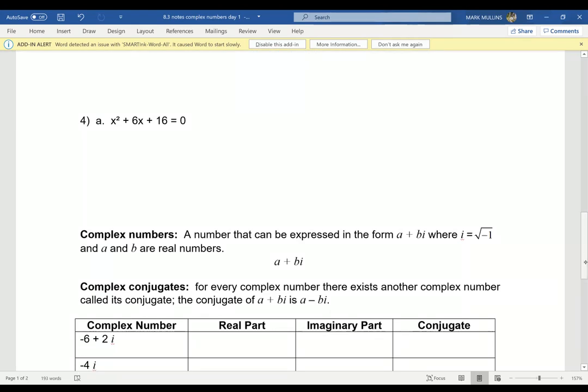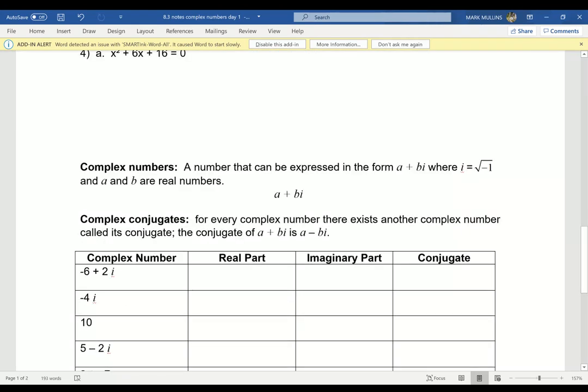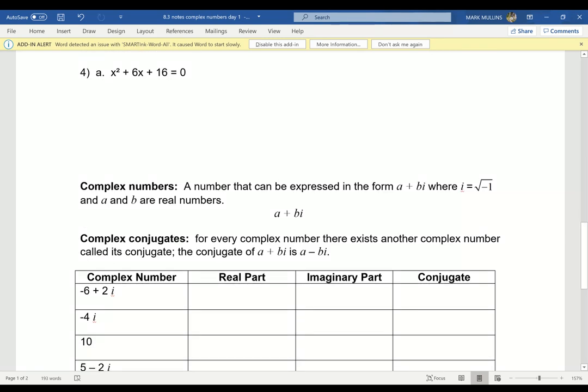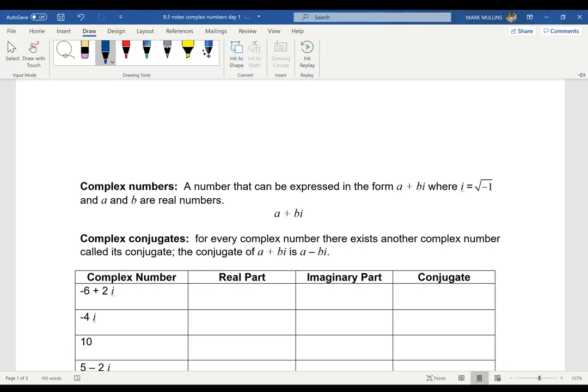So for 4, I think the directions were simplify or solve. We did a bunch of simplify, so this must be solve. There are different ways of solving this. I cannot factor, so my choices are completing the square or the quadratic formula. If given that option, I'm always going to choose to complete the square. It's just faster and easier for me.